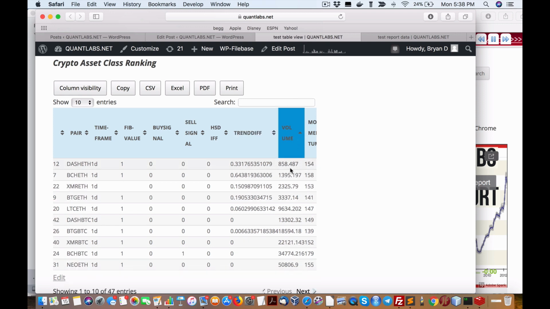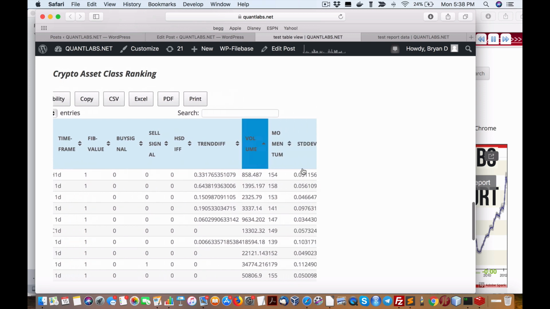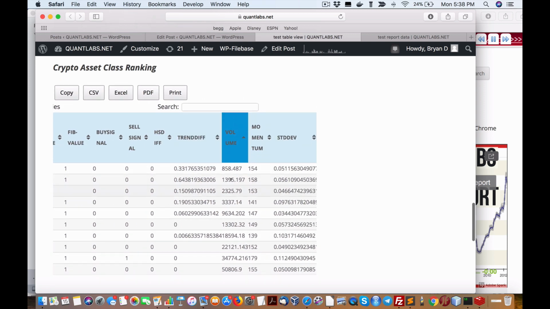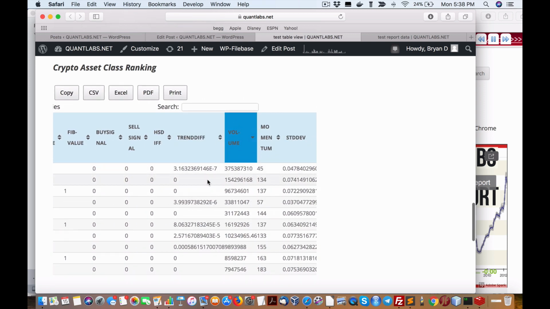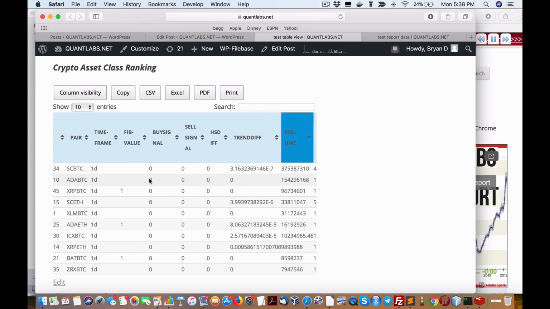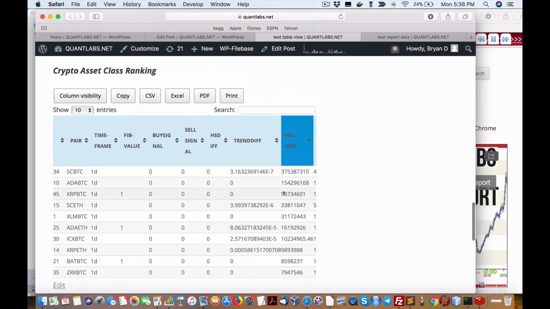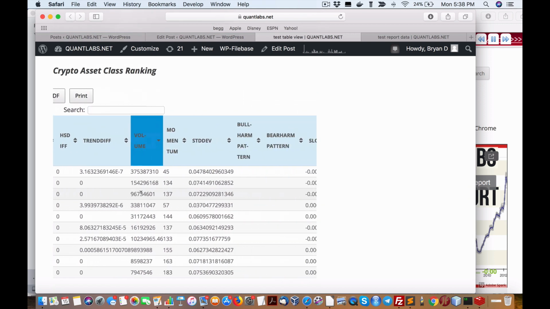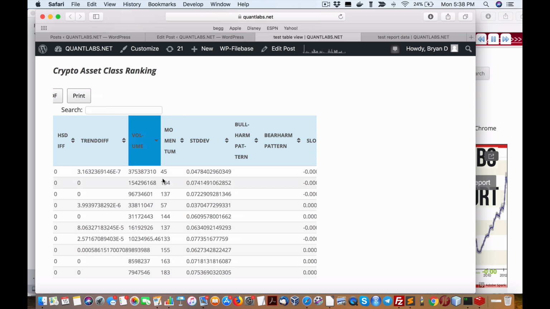We can also track the volume of this pair. So for instance, if I just sort it, you can clearly see the current coins that have the highest volume is SIA coin against BTC, then ADA against BTC and XRP. So those are the most highly traded crypto pairs right now, or in the last little bit.